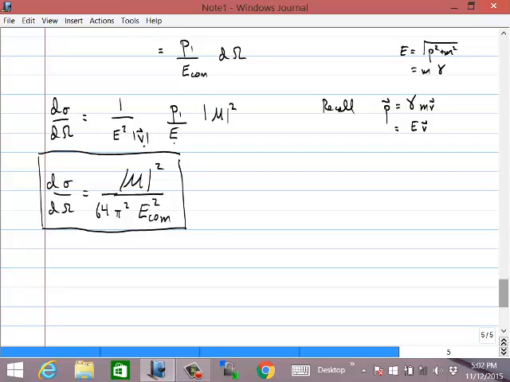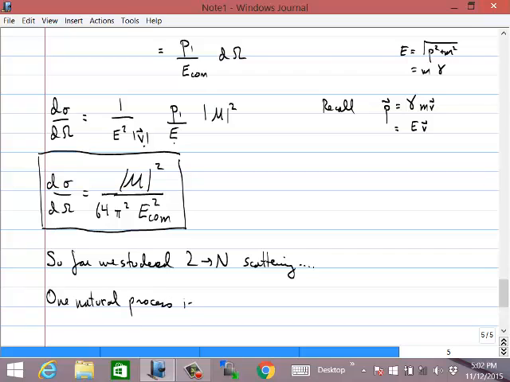So, of course, so far we studied only 2 to n particle scattering. But one could, of course, study other sorts of processes, 3 particles, 4 particles, and so forth. The other very natural process that one could study is 1 particle to n particle scattering, otherwise known as the decay of a single particle into n products.